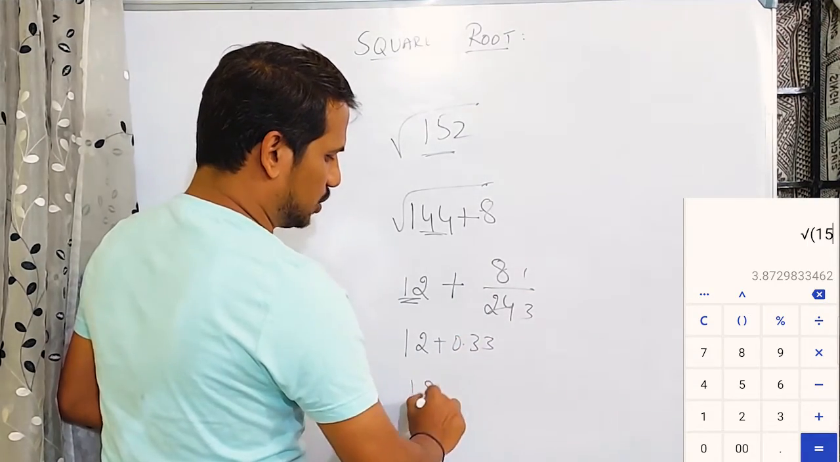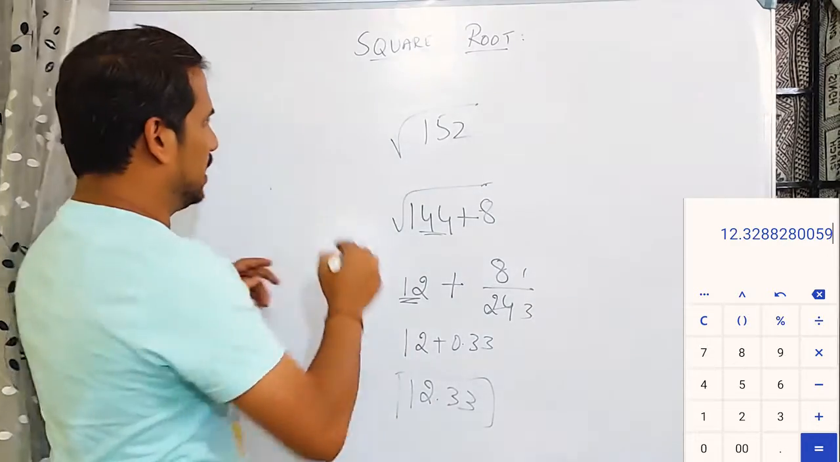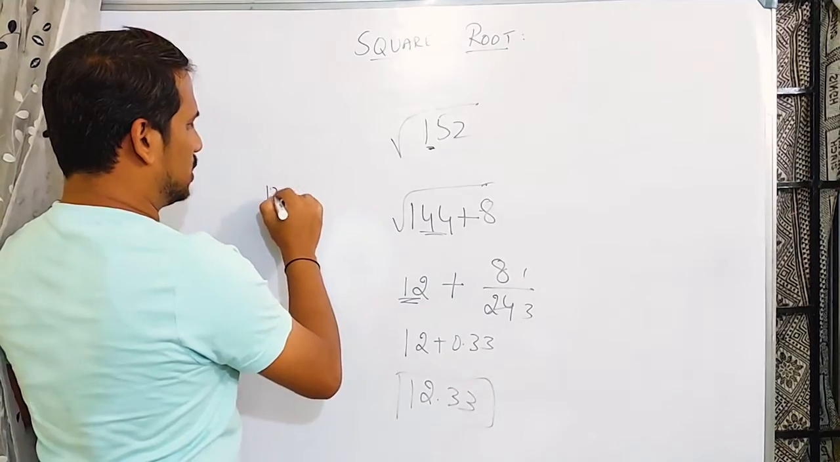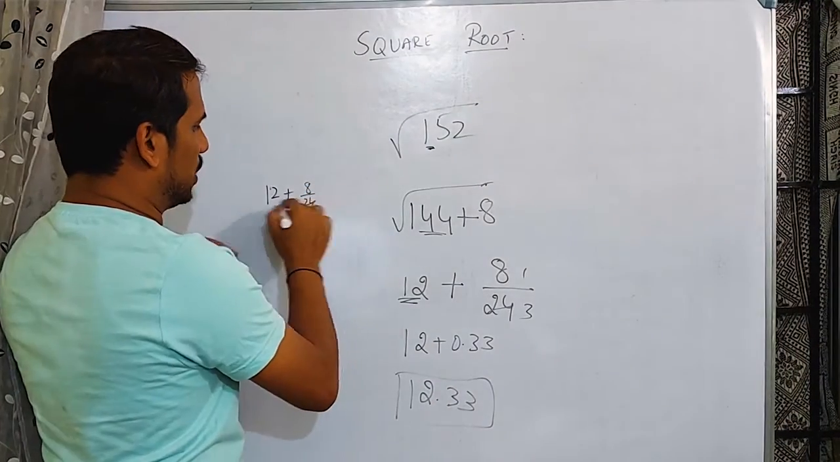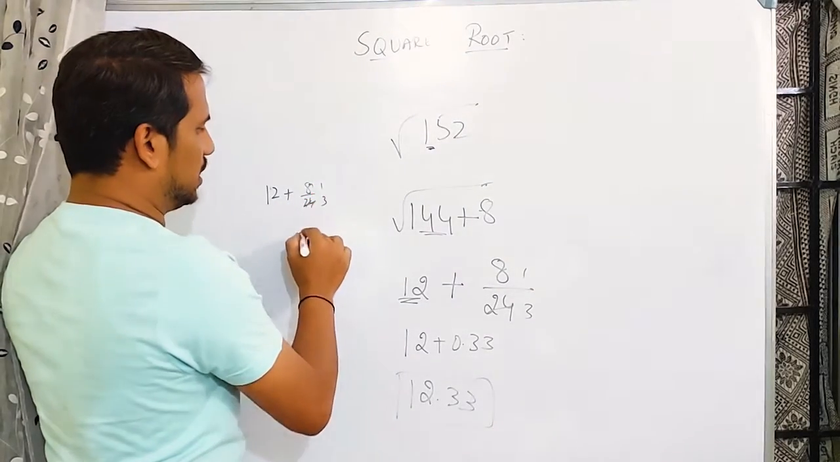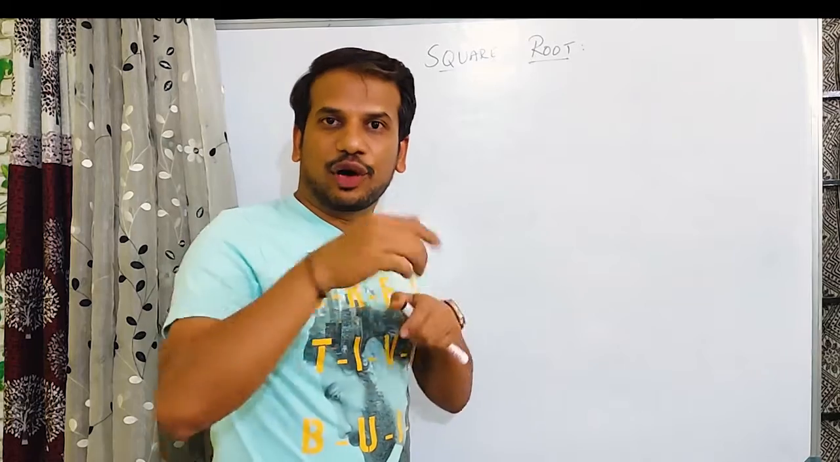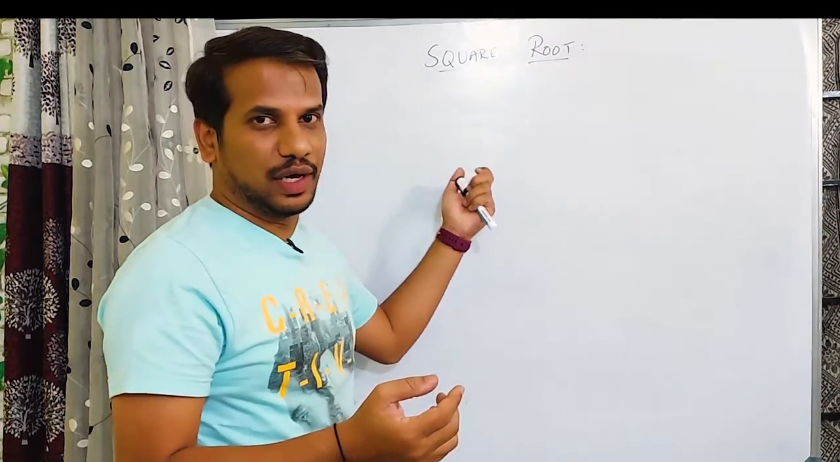So the answer is 12.33. So while calculating, you can just write it down like it's more than a square of 12. So it is 12 plus, so the difference is 8, 8 by 24, double of here. So 1 by 3, directly write it as 12.33. Now let's see the formula way, which is easier, I assume, to find the square root of a number.